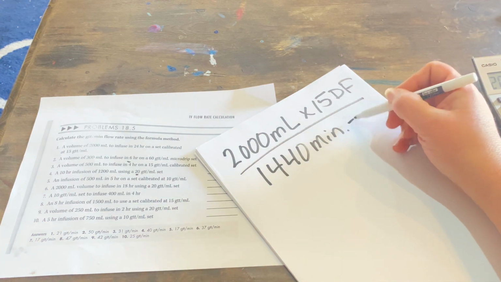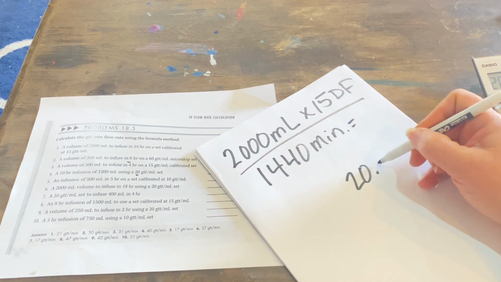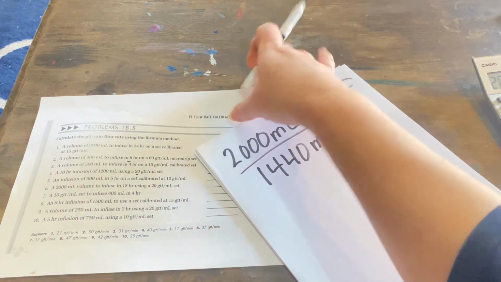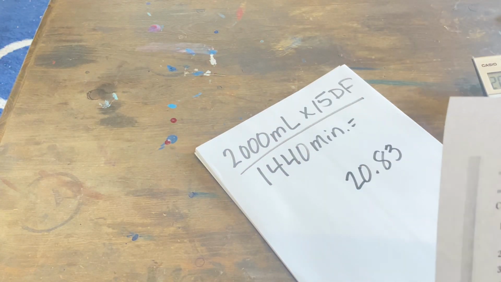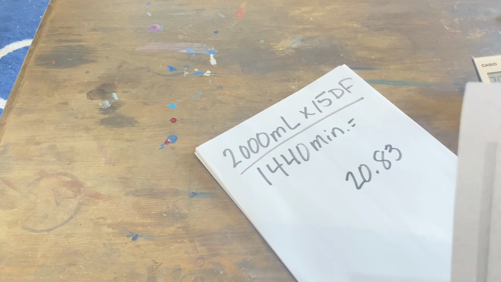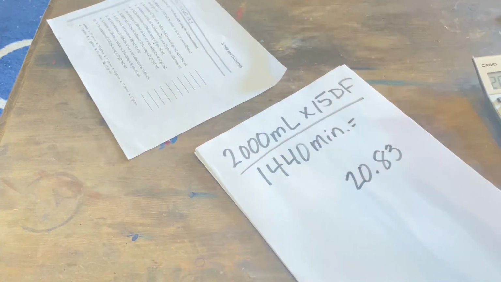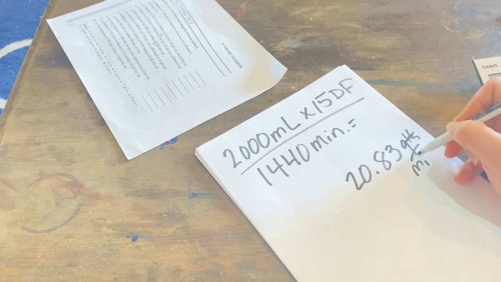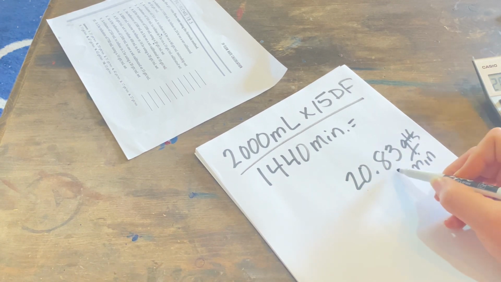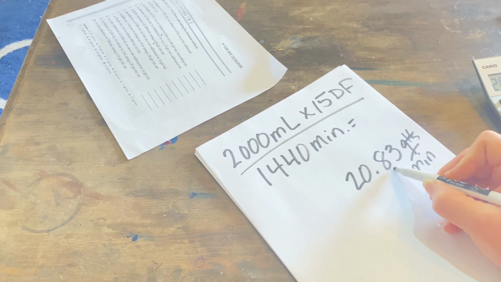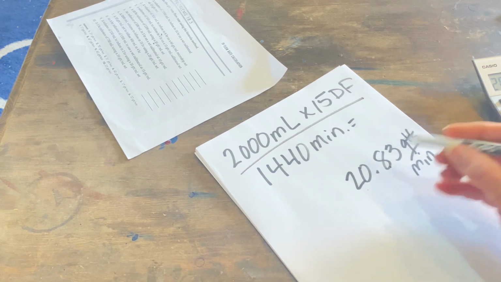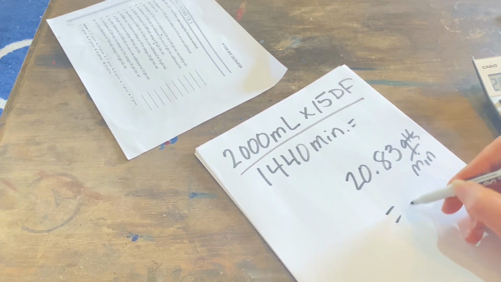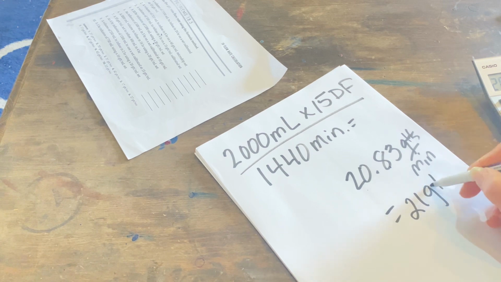20.83 drops per minute. Now, you know we can't give a half a drop. So we're going to round the 8 up, making the 0 a 1. So that would ultimately equal 21 drops.